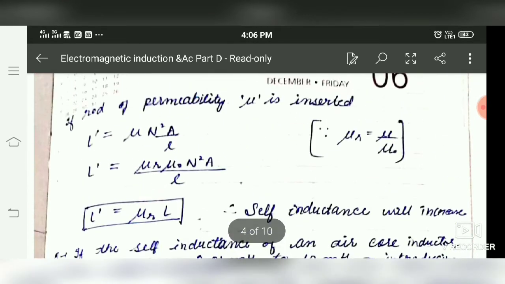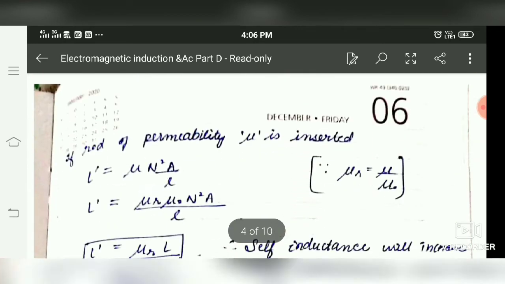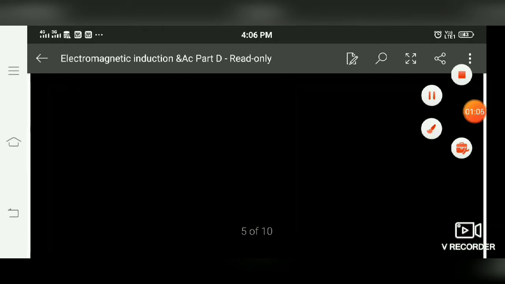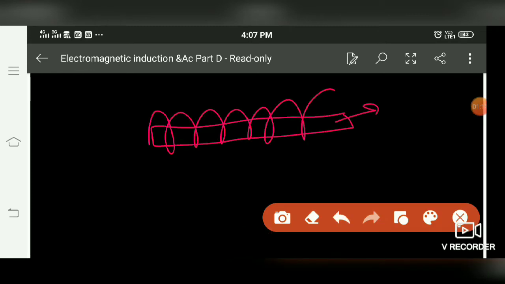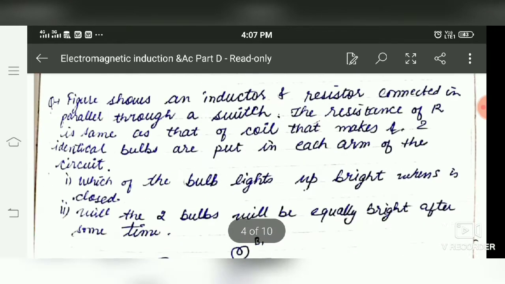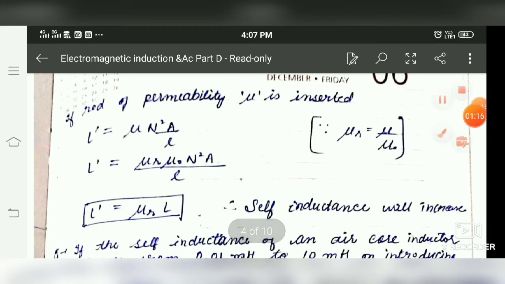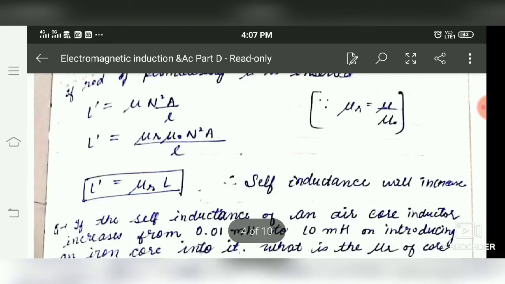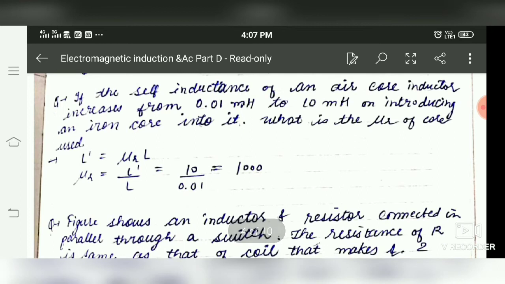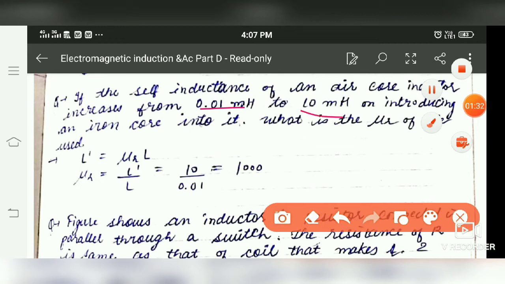Then if a rod of permeability mu is inserted in the solenoid, it means if this is a solenoid like this and a rod is inserted with permeability mu, in that case its inductance will become mu times of that. So this will become mu r times L. So it will increase.